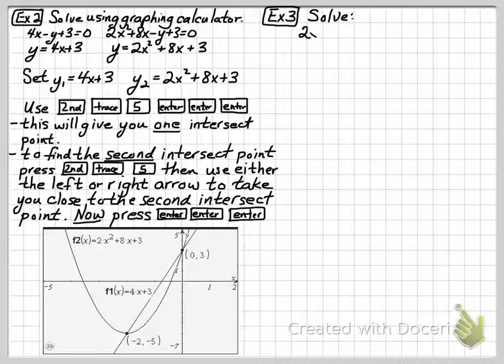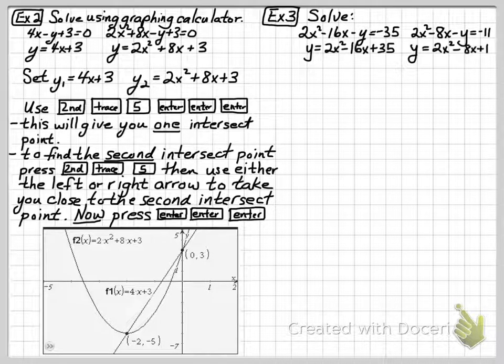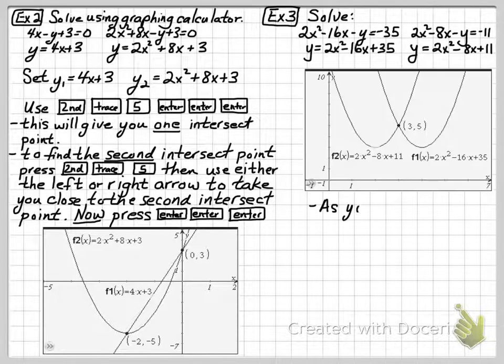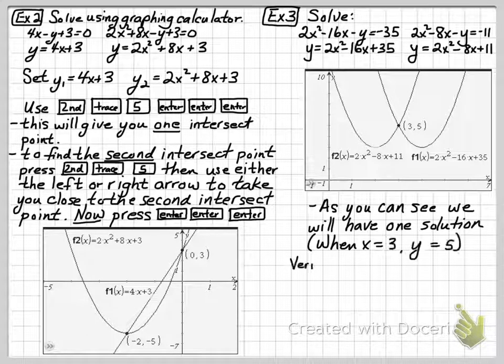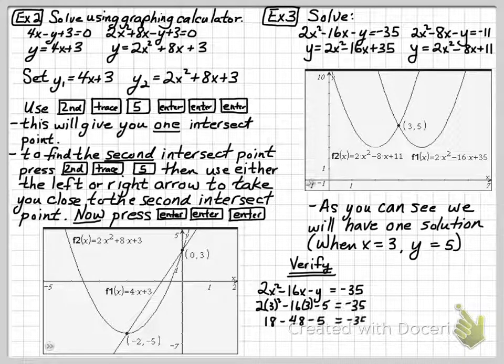In example 3, we're asked to solve 2x squared minus 16x minus y equals negative 35, and 2x squared minus 8x minus y is equal to negative 11. Again, if you rearrange these two equations, you're going to get y is equal to 2x squared minus 16x plus 35, and y is equal to 2x squared minus 8x plus 11. Again, plug them in your calculator. You're going to find that you're going to have an intersection point, only one intersection point, and that's going to be at (3, 5).